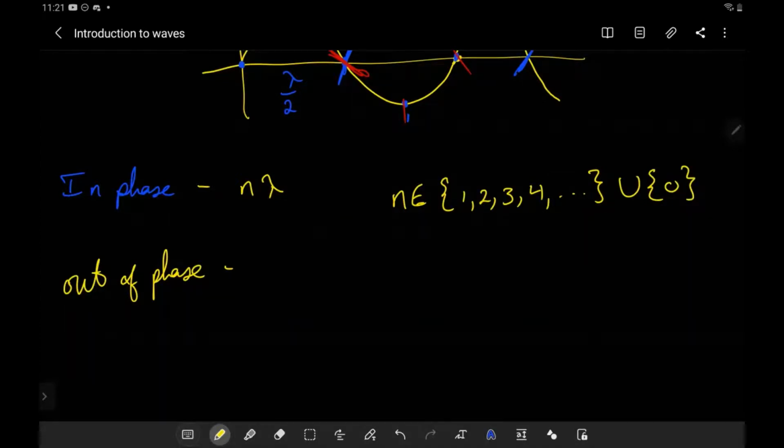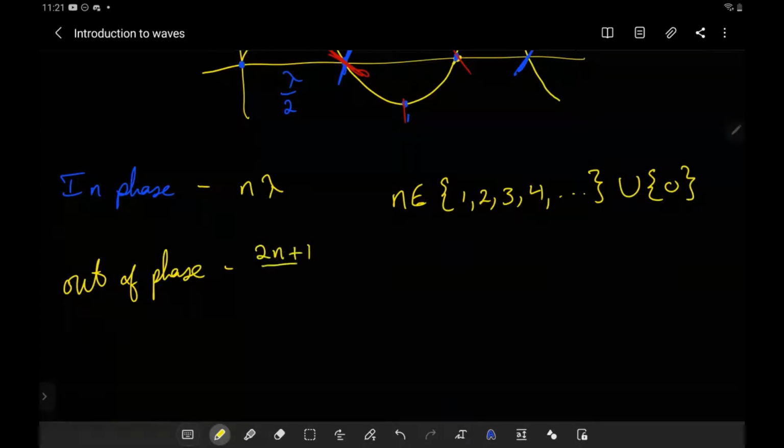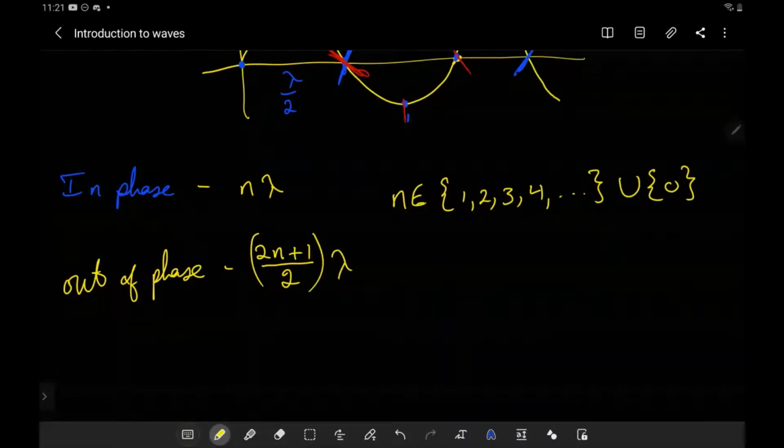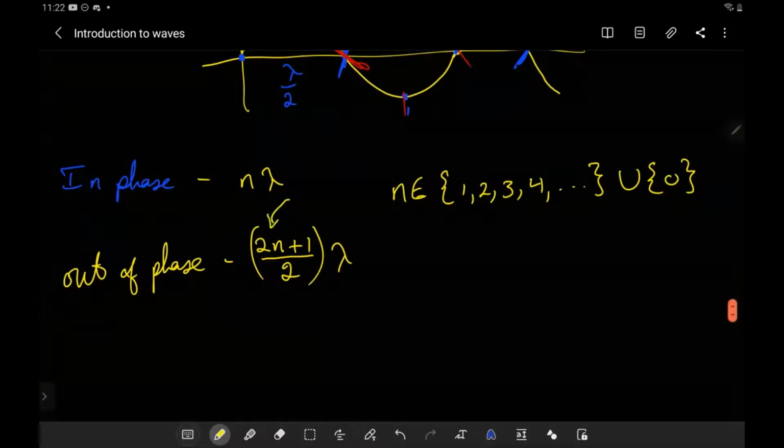All right, so out of phase, we want odd numbers over 2. And remember, an odd number could be written as 2n plus 1, and we divide that by 2. So let's talk through this. How do I know that every odd number could be written as 2n plus 1? Well, would you agree that an odd number is always next to an even number? Like 3 is next to 2, 5 is next to 4, and so on?